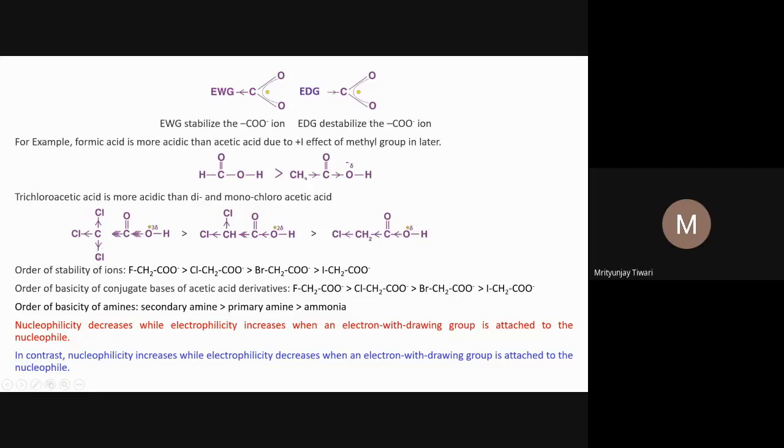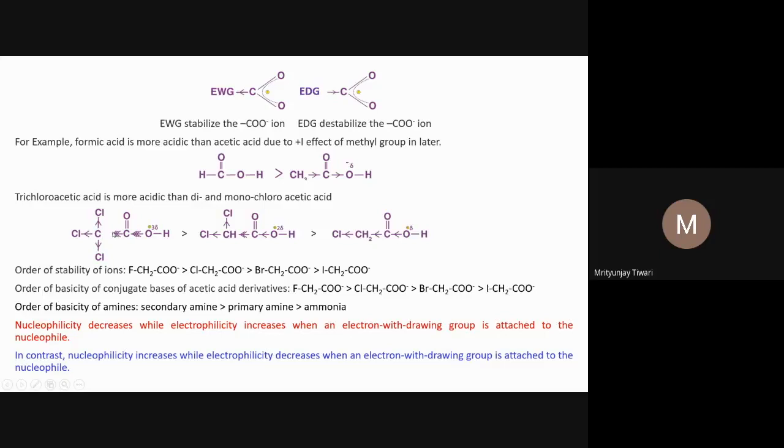The three chlorine atoms will pull away electron density from this carbon atom, and because of these three chlorine atoms, this carbon atom will now be significantly electron deficient. Once it becomes significantly electron deficient, it will pull away electron density from this carbon-carbon bond.